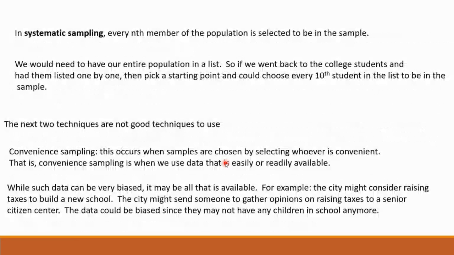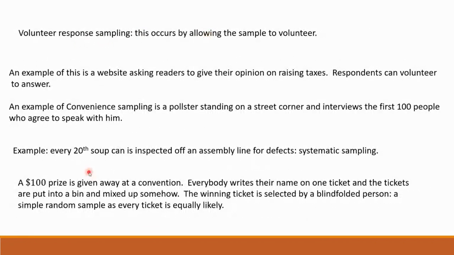If you go back to here we go, missed it. Systematic sampling, every nth member of the population. So in this case, we have every 20th member, or in this case, member being soup can.